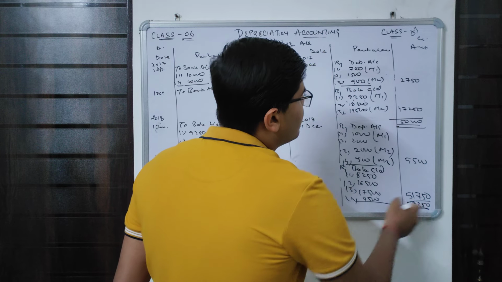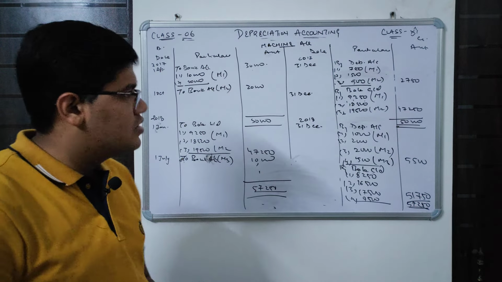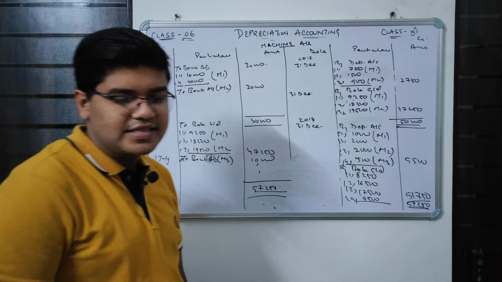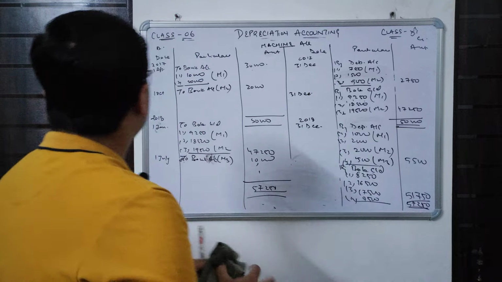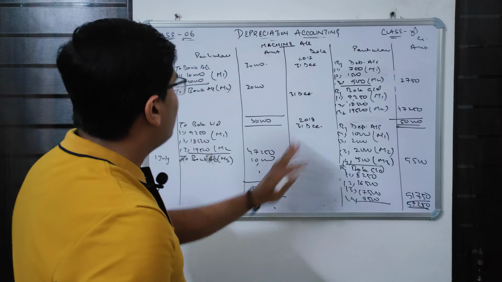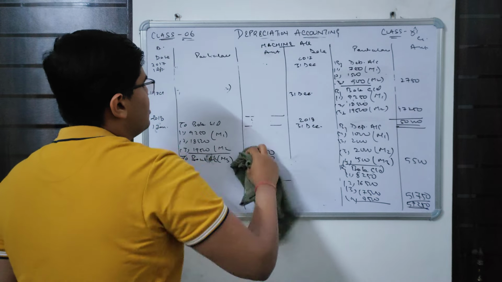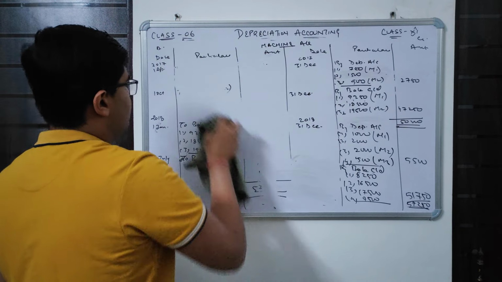Now for one more year we have to prepare an account. So I am carrying this balance over to the next year. So now we will prepare 2019. So let me erase it. Hope you have noted down.